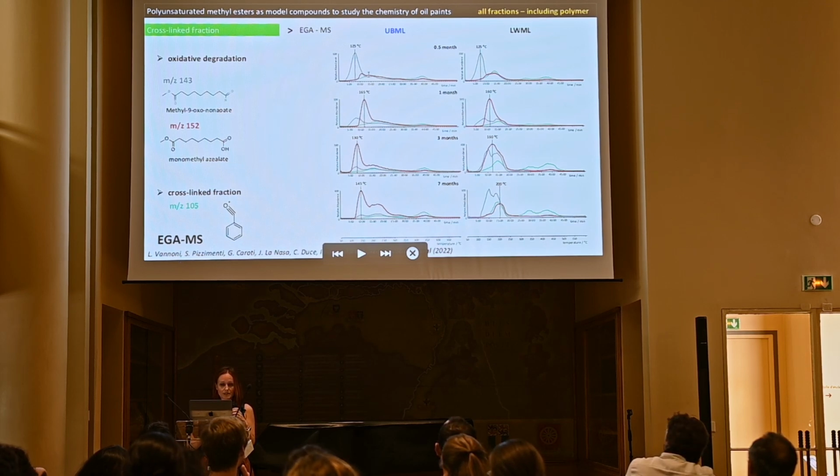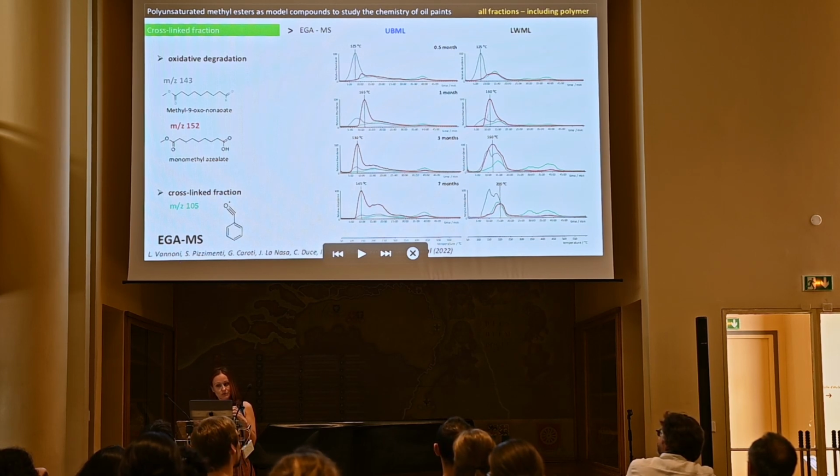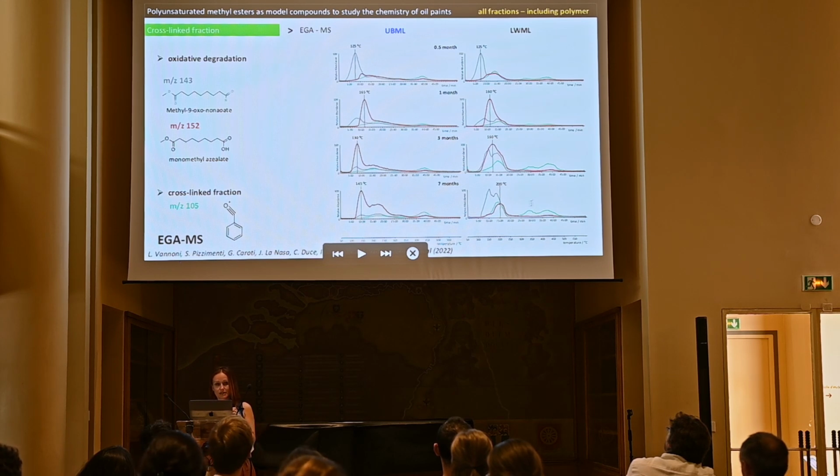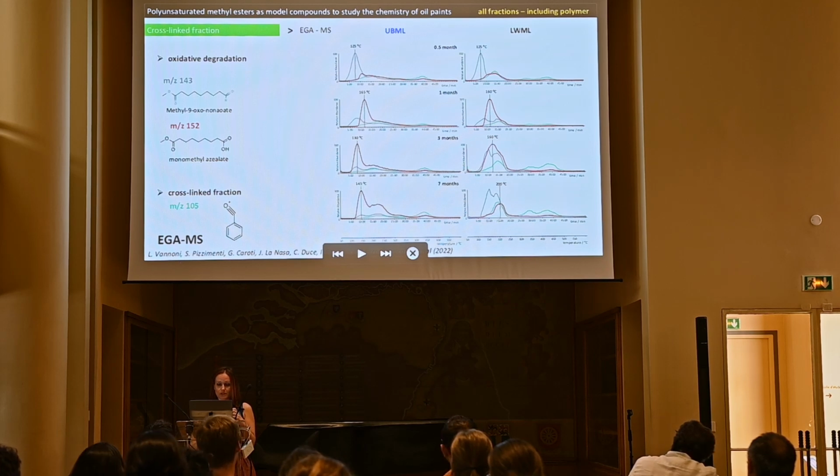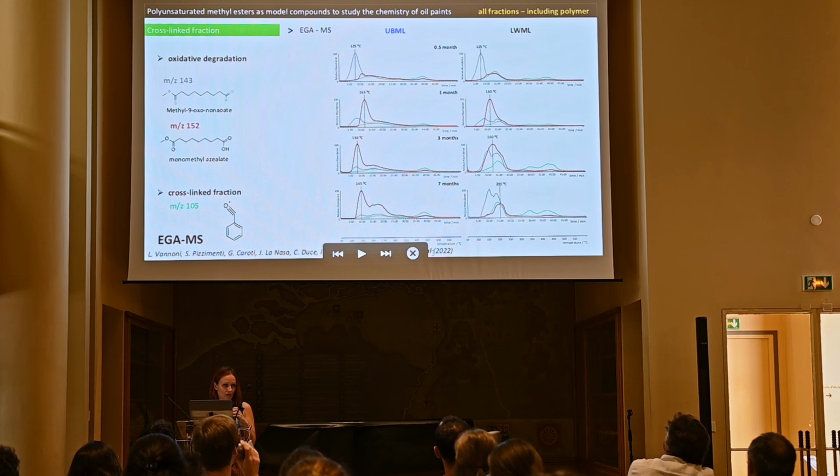And so what you see is that in ultramarine blue, the cross-link fraction, which is here, becomes more oxidized with time. In lead white, instead, the cross-link fraction is not highly oxidized. The degree of oxidation decreases with time, and we have a steady increase of the highly cross-linked fraction of the polymeric network, which is quite stable across time in methyl linoleate.